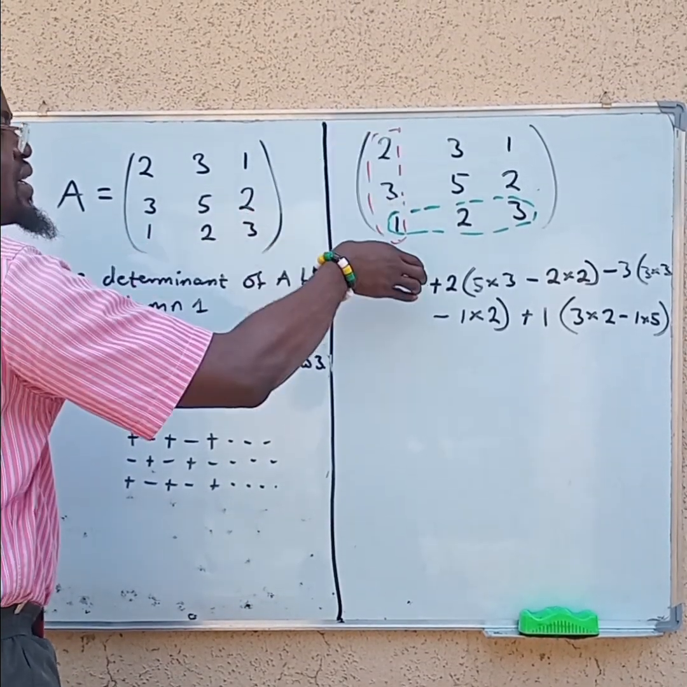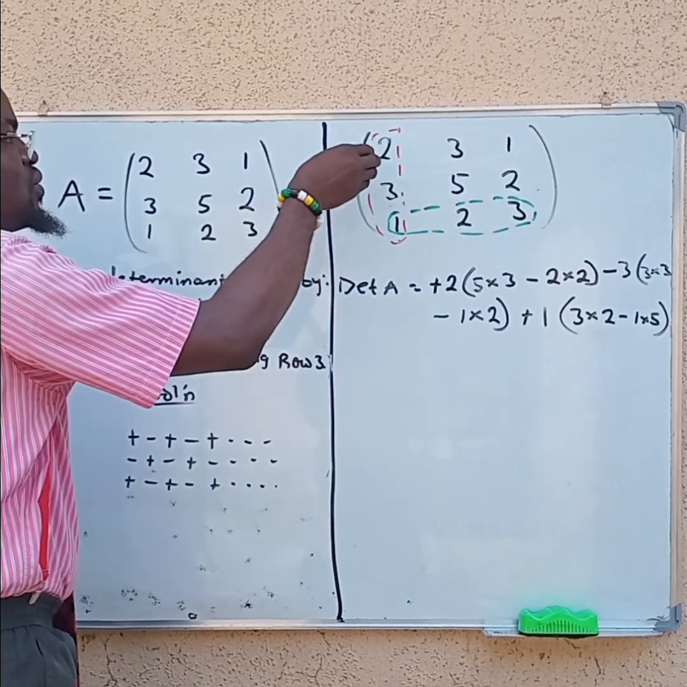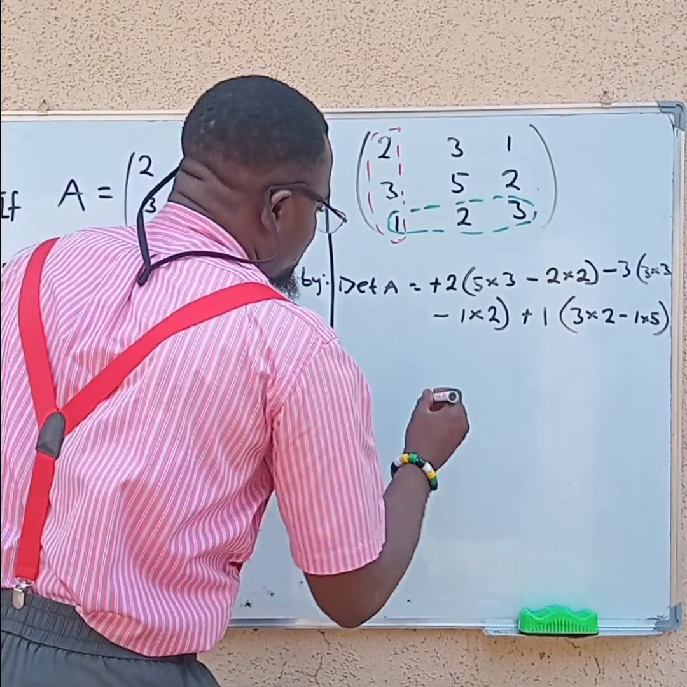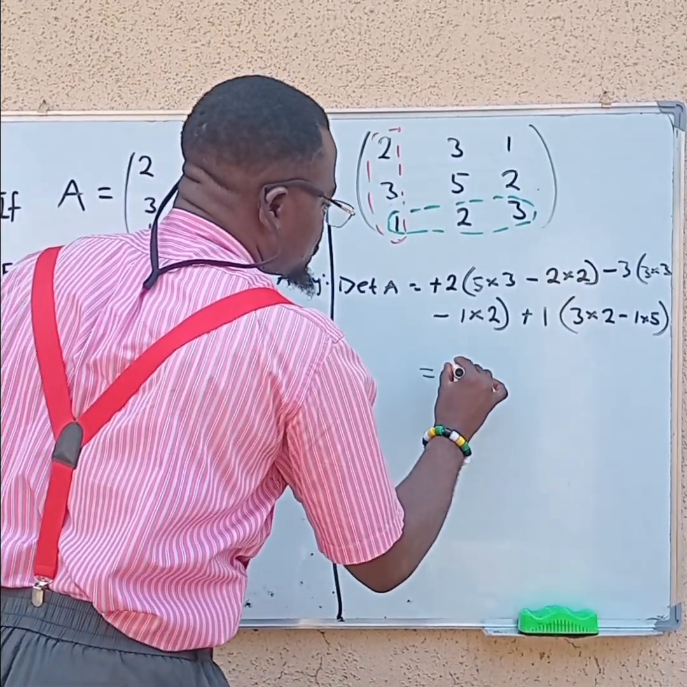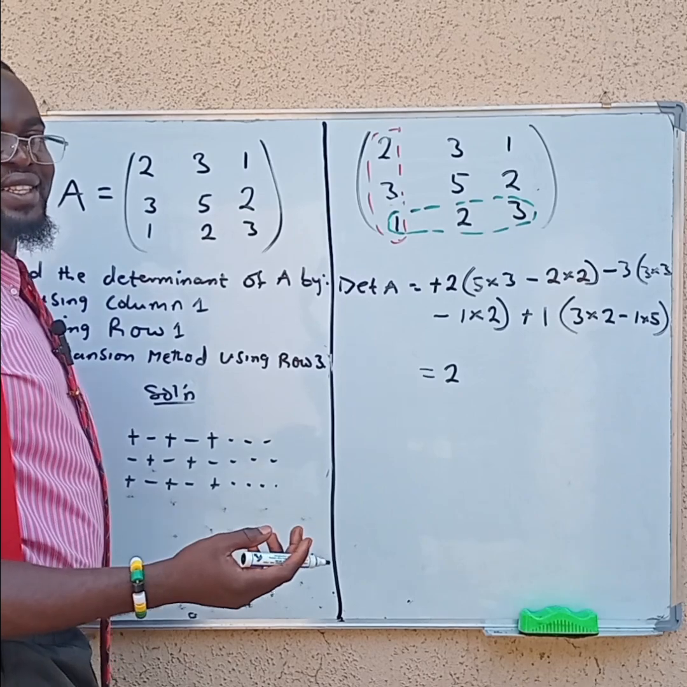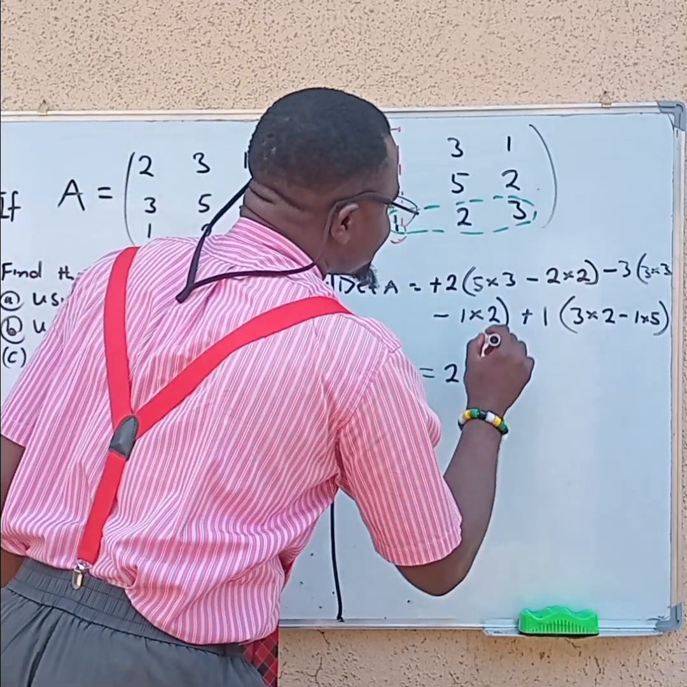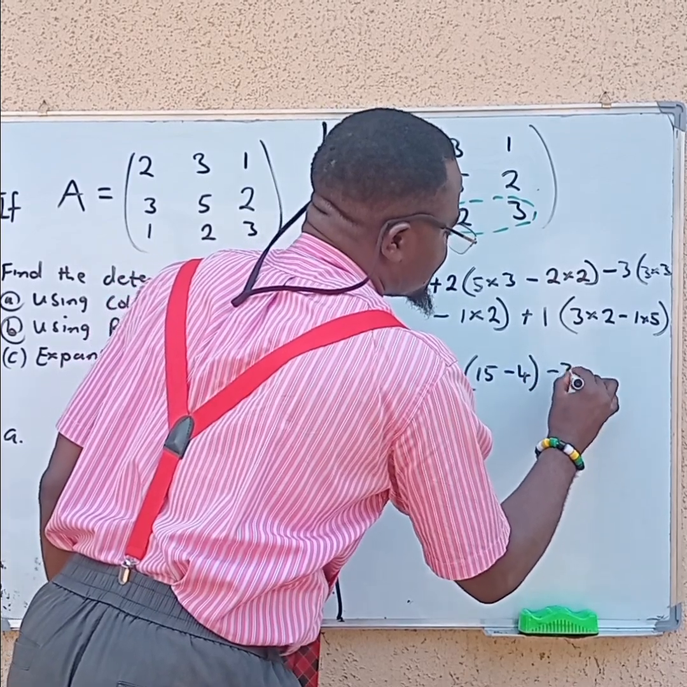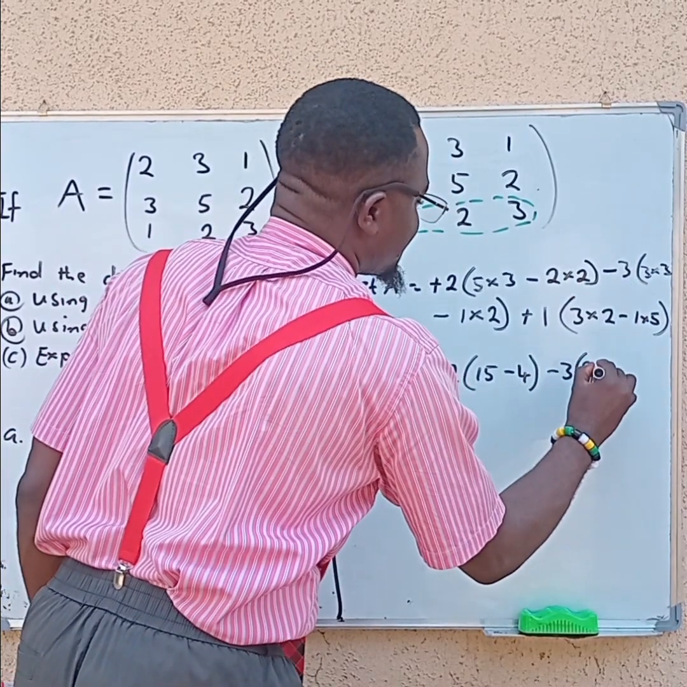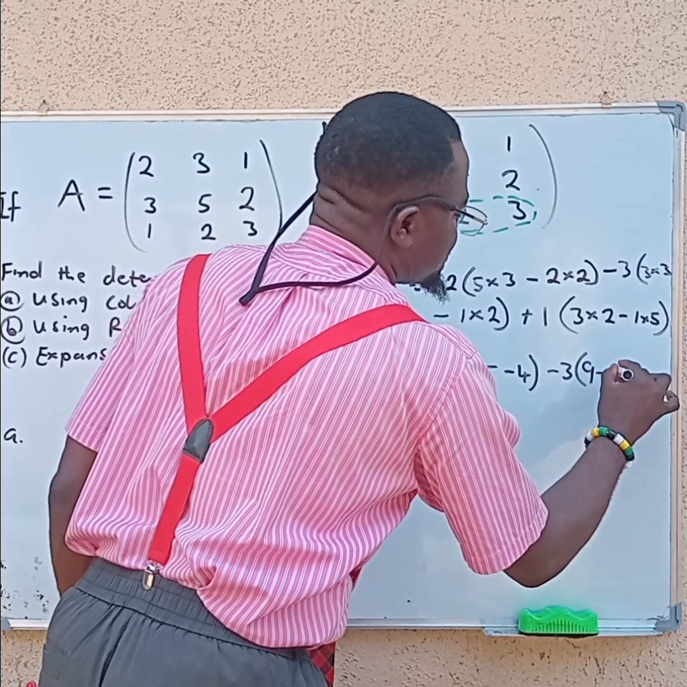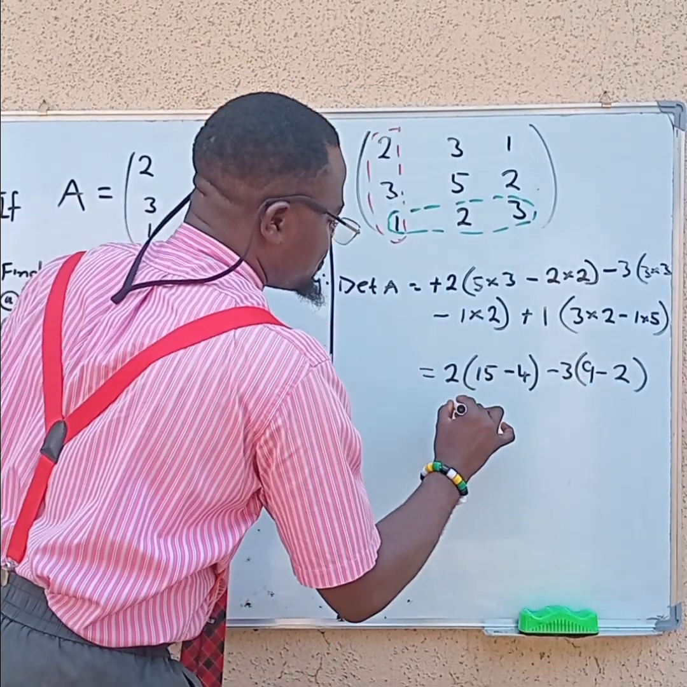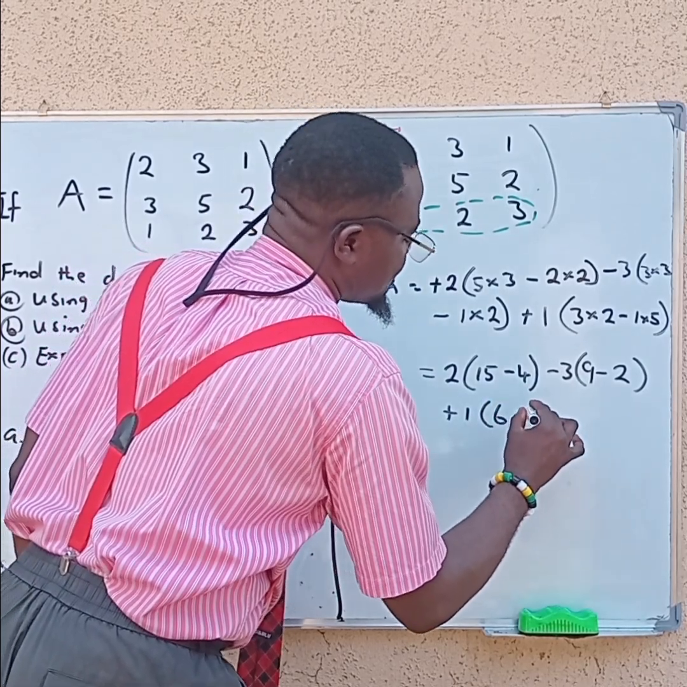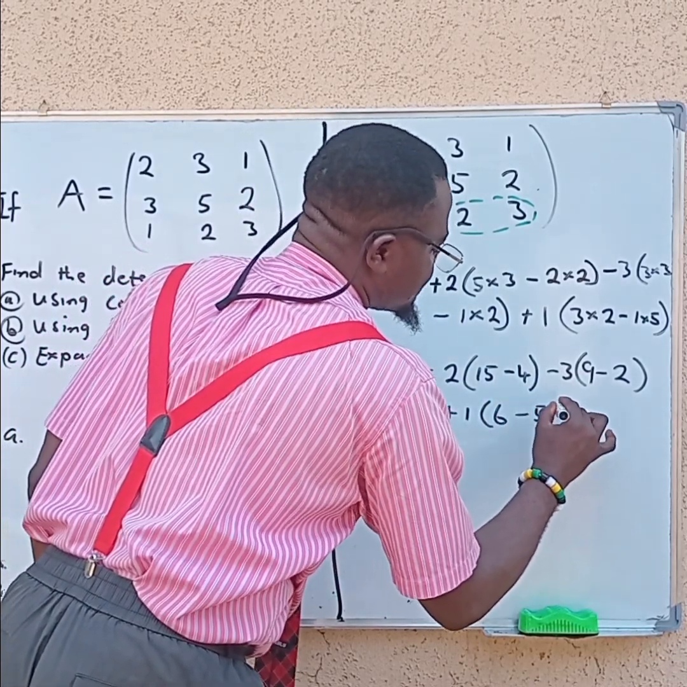We'll fix column 1, so we're now using each of the numbers in that column. So this will now be equal to 2. Since it's plus, you can write it without putting the plus. 5 times 3 is 15 minus 2 times 2, 4, minus 3. 3 times 3 is 9 minus 1 times 2 is 2, plus 1. 3 times 2 is 6, 1 times 5 is 5.